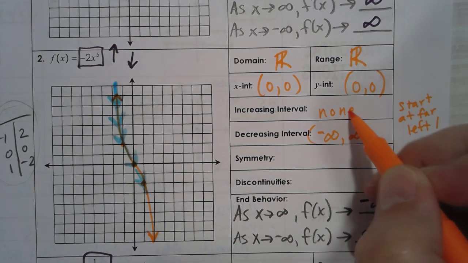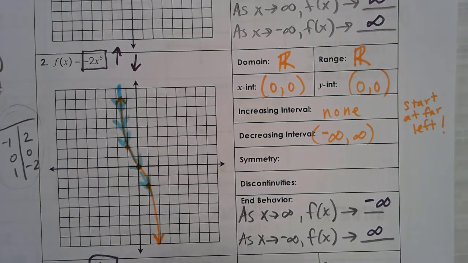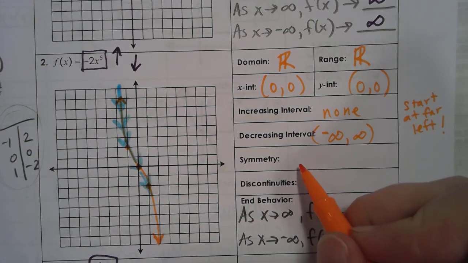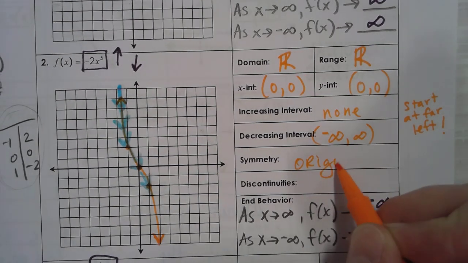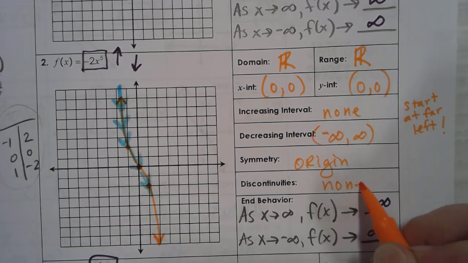Okay, so this goes forever and ever down. Does it have symmetry along the y-axis or the origin? The origin. If you flip your paper upside down, it's going to stay and look exactly the same.